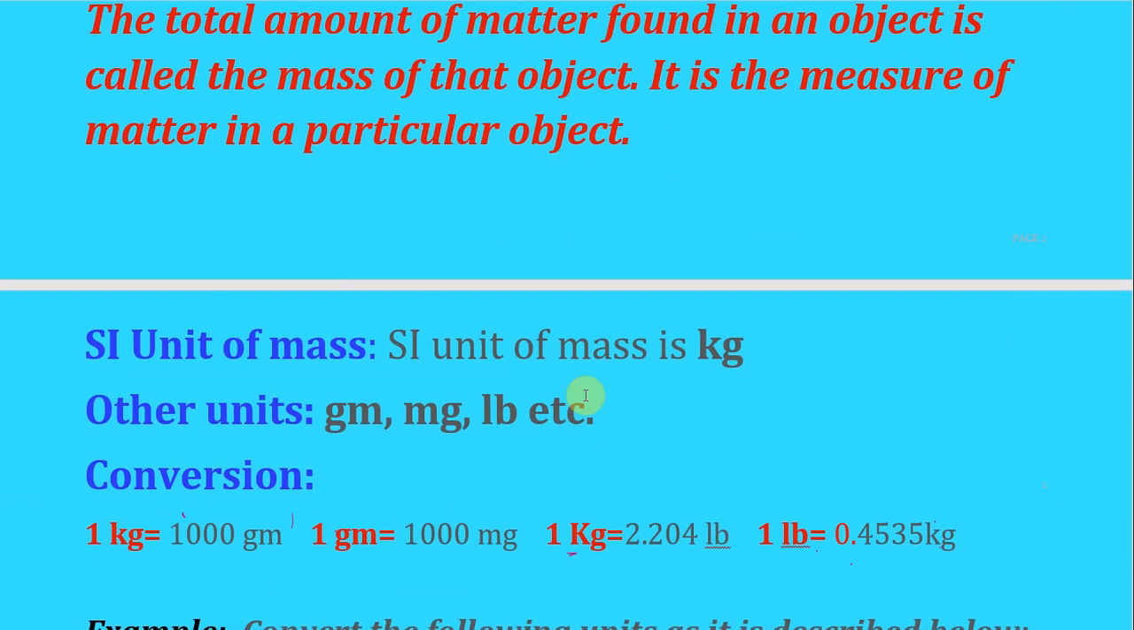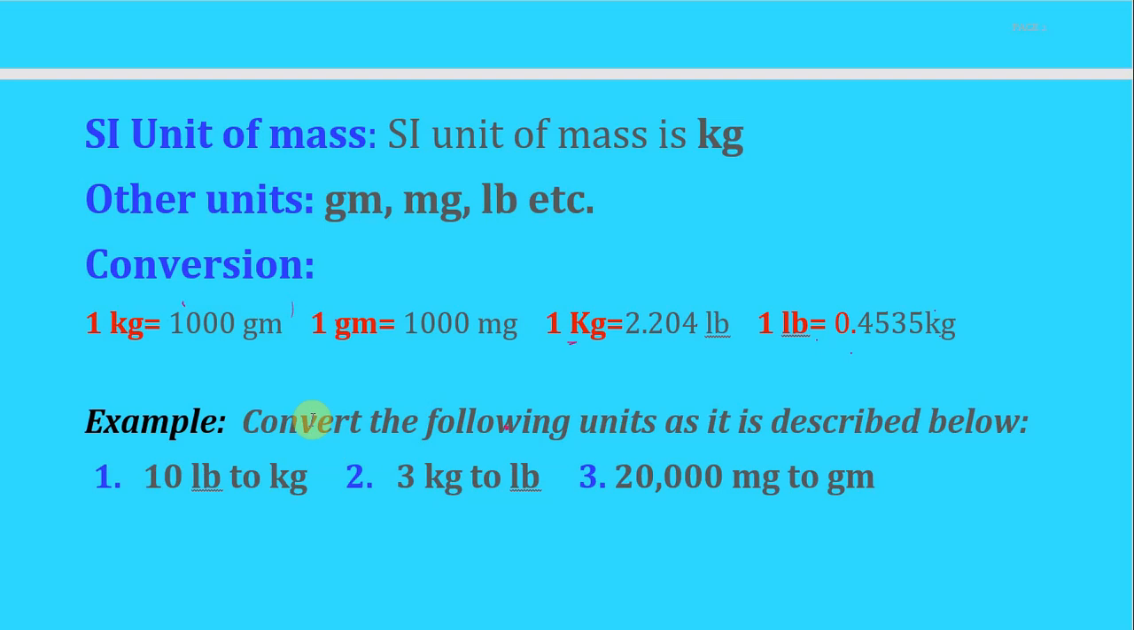Now we will discuss the units of mass. The SI unit of mass is kilogram. There are other popular units like gram, milligram, pound, etc. Now we have some conversions of mass, and we should remember these conversions because whenever we do math problems of mass, volume and density, we will need these conversions. They are very important.